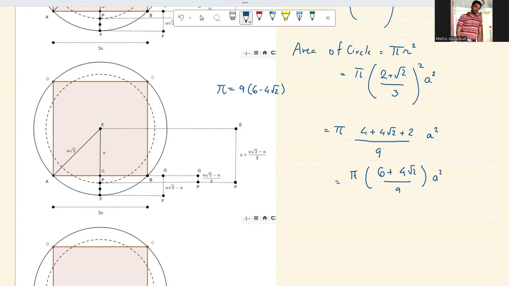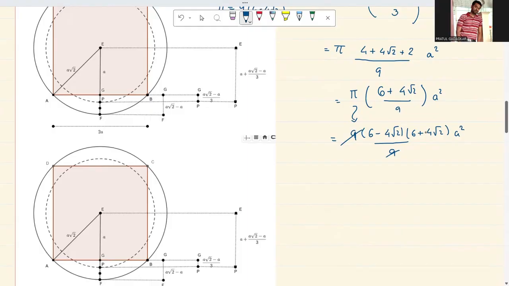And if I want to simplify this complete expression, I'm going to have a value of pi which includes a 9, so that 9 should cancel. So I'm going to evaluate the value of pi that we have written above. This 9 will cancel this 9, multiplied by the conjugate of this number, 6 minus 4 root 2, and I'm going to multiply it by 6 plus 4 root 2, which is already there, and then multiply by a square. So eventually this 9 and 9 will cancel.